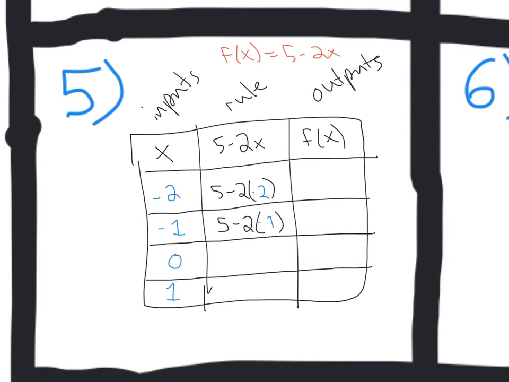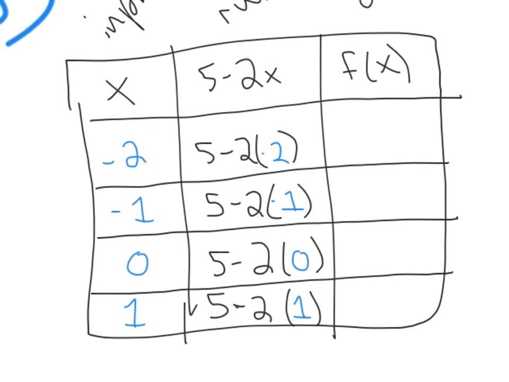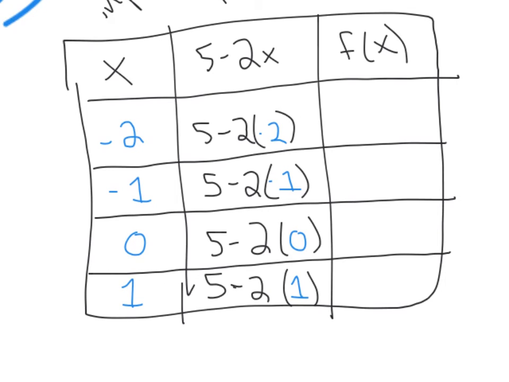We can do the same thing all the way down with our different inputs. Here it's negative 1. Here it's going to be 0. And the last case, it is positive 1. Okay. All you have to do now is evaluate each of those individual expressions, and you will get a resulting f of x, or an output.